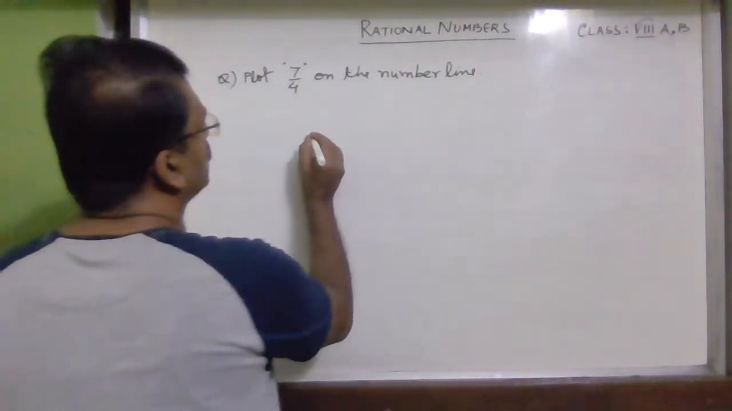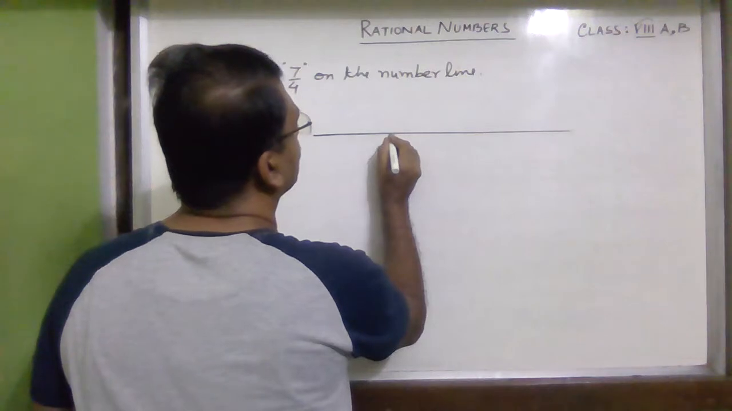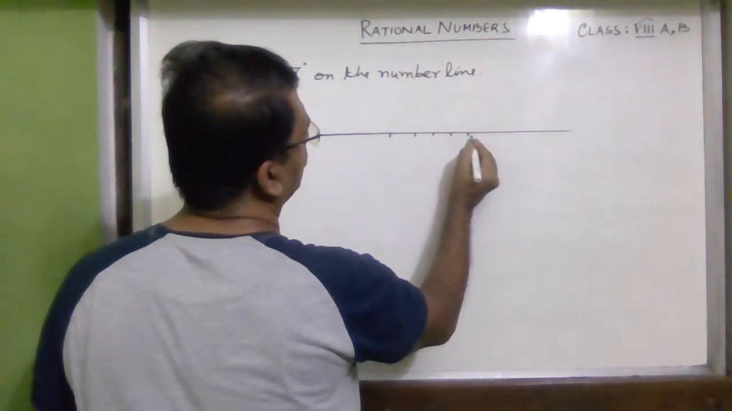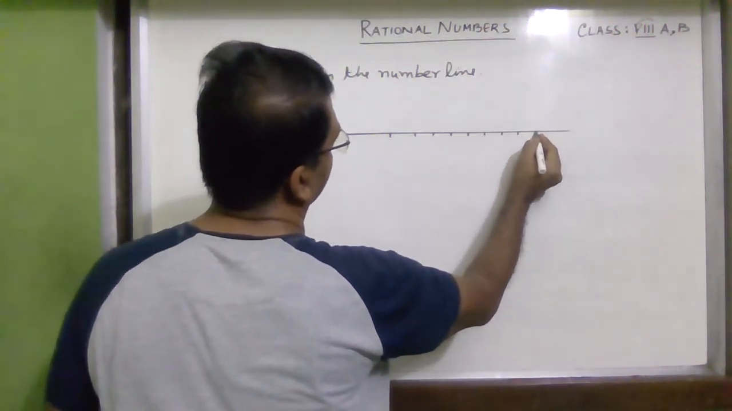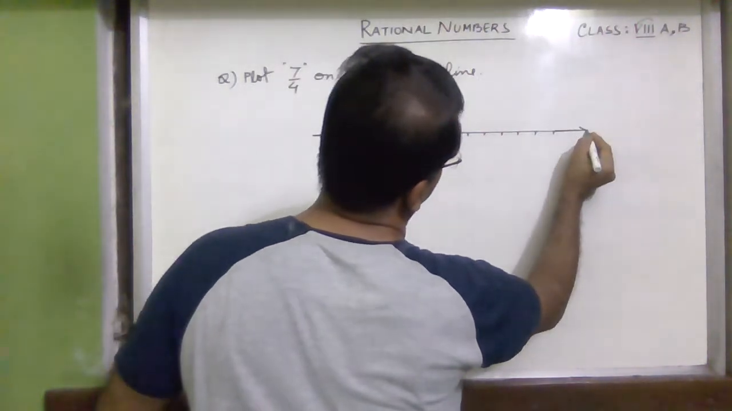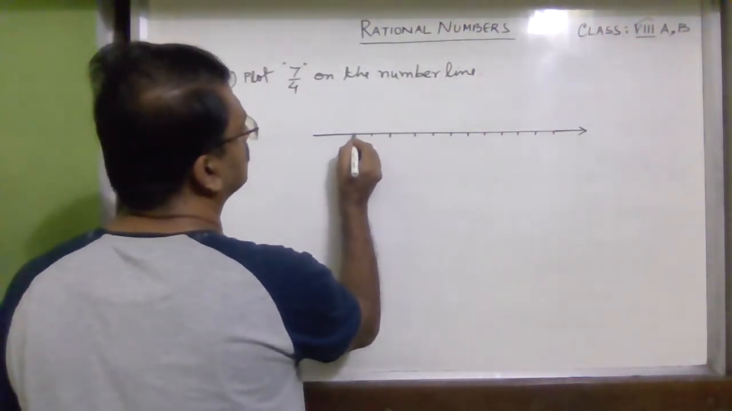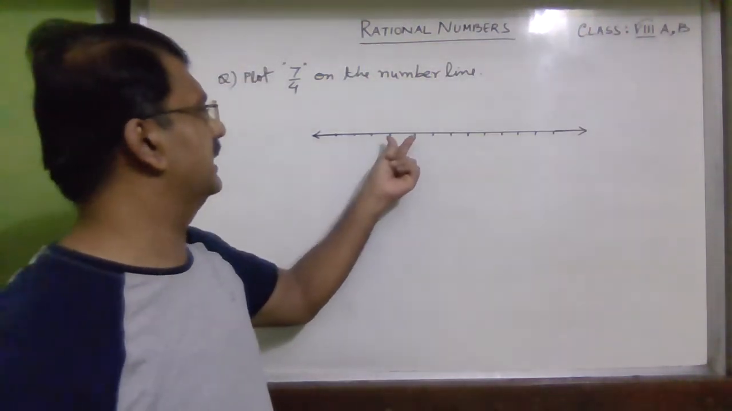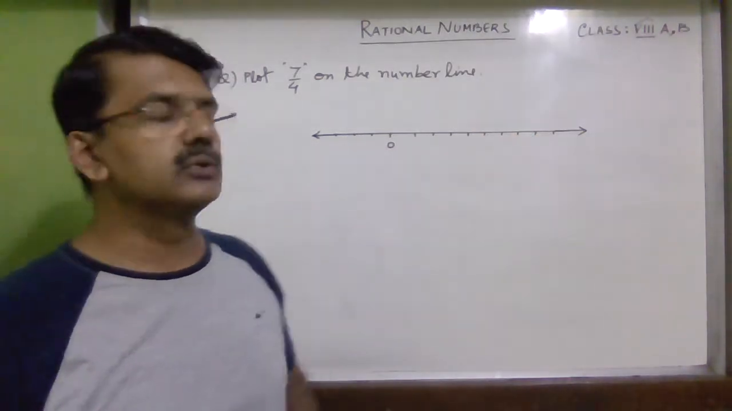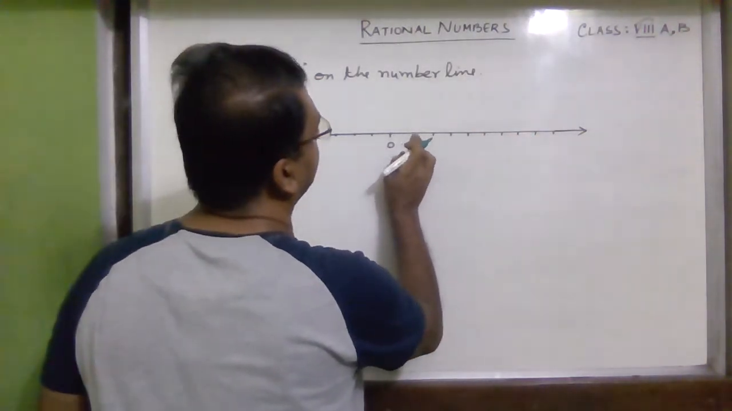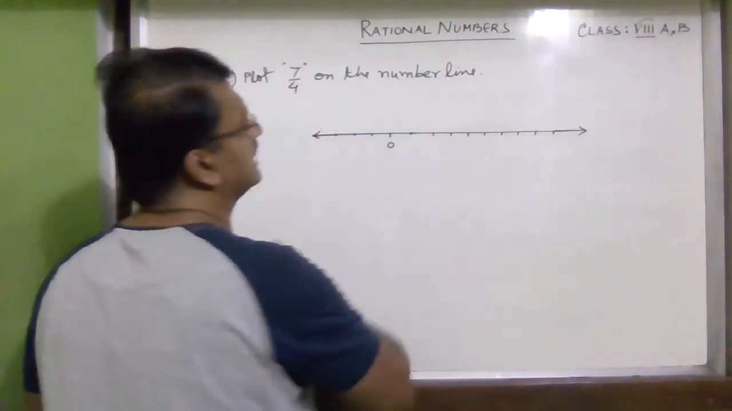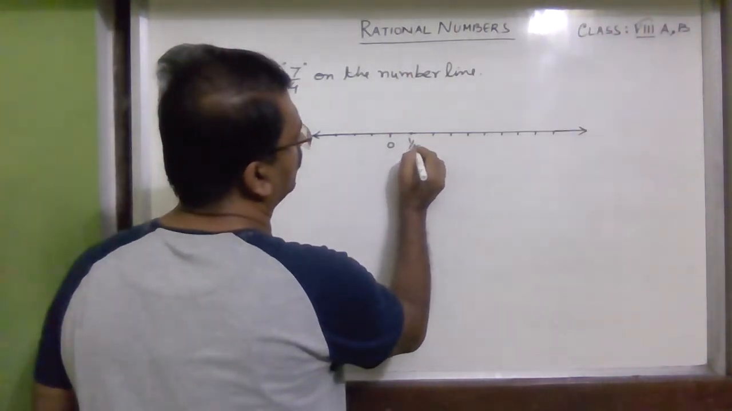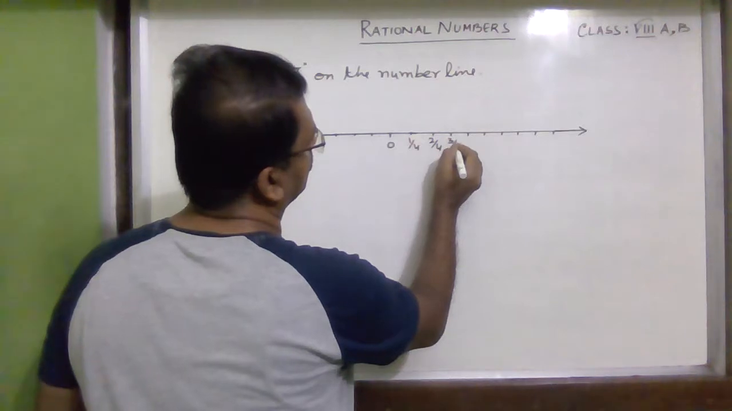So first of all, you draw a straight line. Now, 1, 2, 3, 4, 5, 6, 7, 8, 9. 1, 2, 3. I have already told you that these spacing should be equal. So you must use a ruler for that. So all the spacing must be same. Now, as there is a 4 in the denominator, so the first marking will be 1 upon 4, then 2 by 4, then 3 by 4.